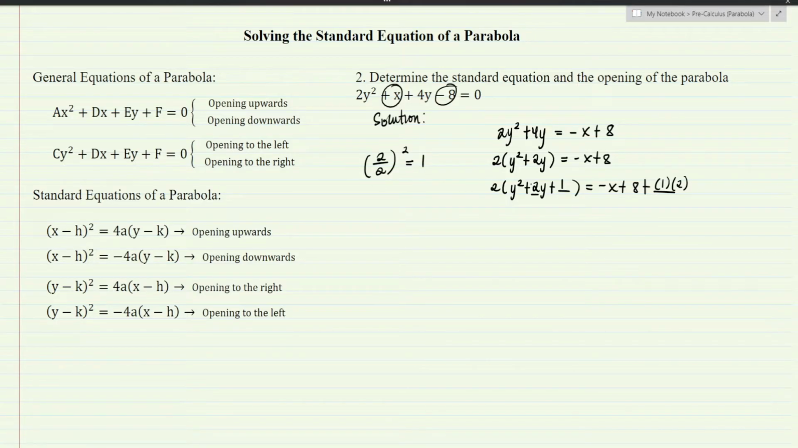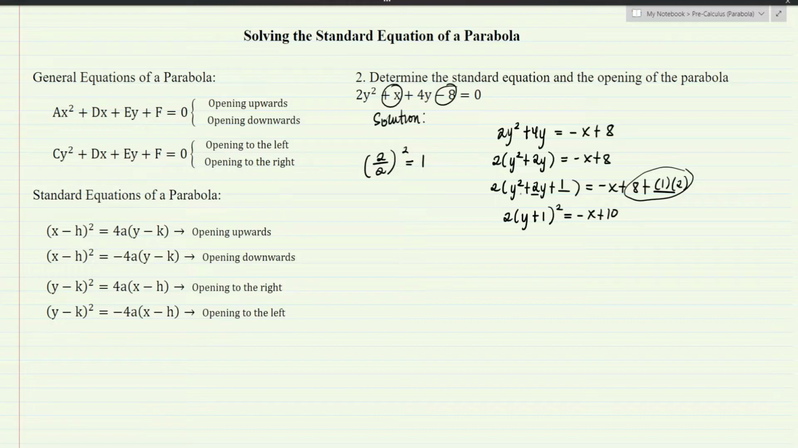So the next step here is we can now convert this one into its binomial form. So I will have here 2 times the square root of y squared, that is y, the sign of the middle term, then square root of 1, that is 1, then place an exponent of 2. As for the right side of the equation, I can simplify these terms here. So 8 plus 2, that would be positive 10. So I will have here negative x plus 10.